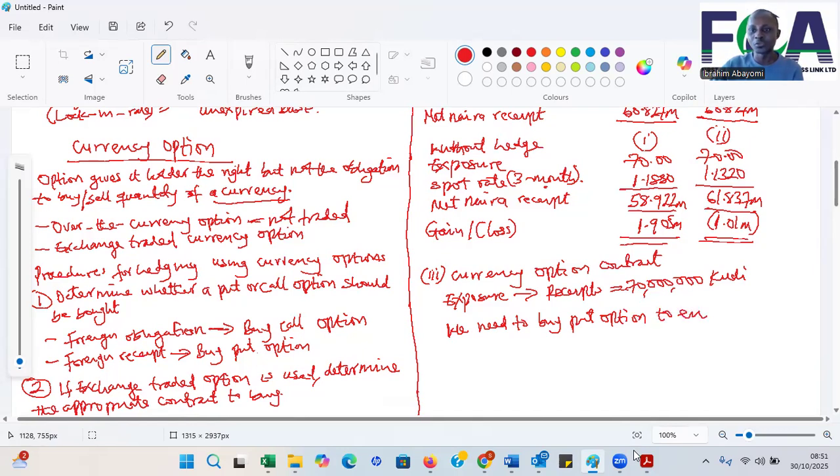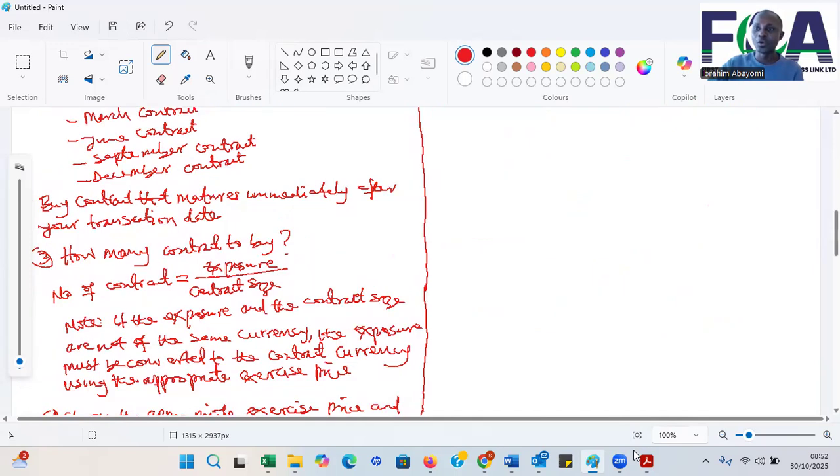You don't need to write this grammar in the exam. I'm only writing it so that you understand what I'm doing. We need to buy a put option to enable us to sell KUDI in 3 months' time. So in the exam, I'll just say buy put option to sell KUDI in 3 months. That's all.